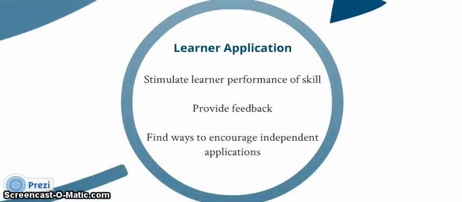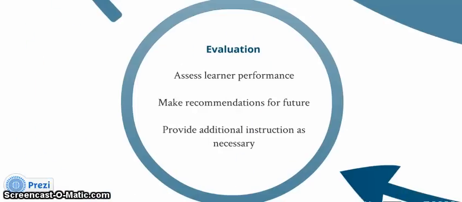Then we move on to the learner application of the skill. So learners are going to perform the skill. Teachers are going to provide feedback. We're going to try and find ways to encourage students to apply this skill to their own lives, which again, if we're using something that's actually applicable to their lives or actually a real-world scenario, it should be pretty easy to encourage them to do that outside the classroom. Of course, we need to evaluate, make sure that we know how our learners are doing, provide additional instruction if we need to, and so on and so forth.